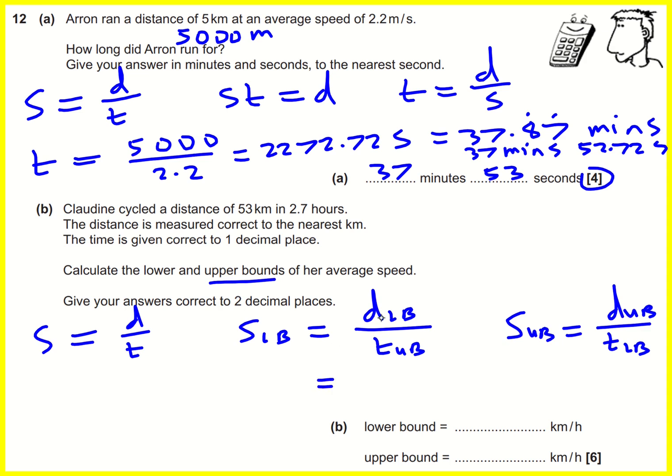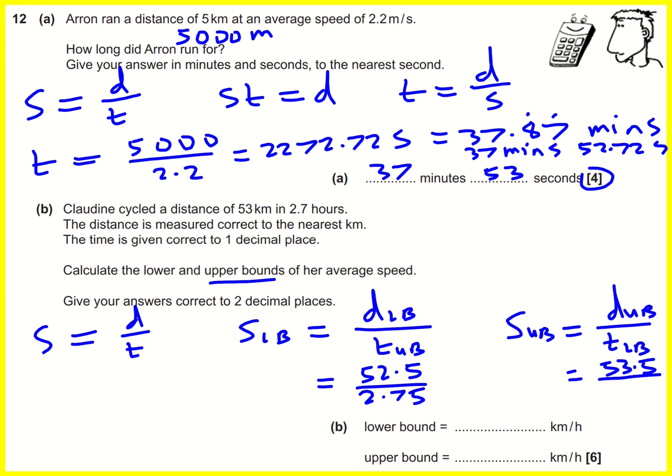So the shortest distance, right, 53 kilometers to the nearest kilometer, so it's going to be 52.5. And then for the upper bound, it's going to be 53.5. Now the time's given to one decimal place, so the longest time that it could have taken would be 2.75. That's the upper bound because we've rounded to one decimal place. I know it can't equal 2.75, but we still call that the upper bound. We say anything less than that would be possible.